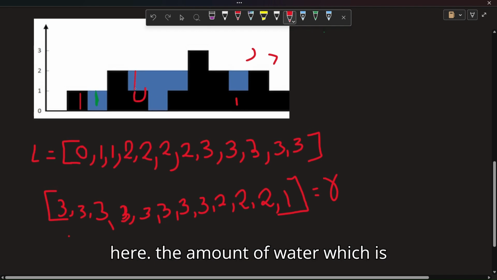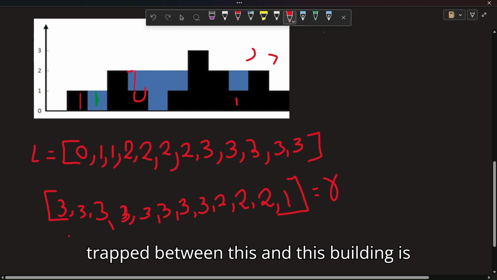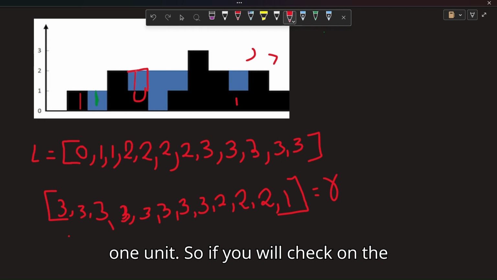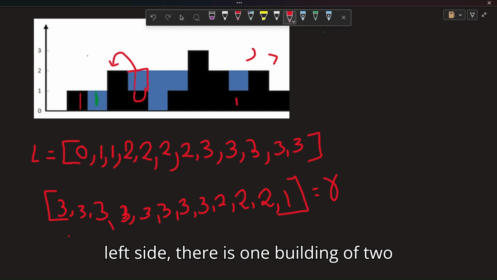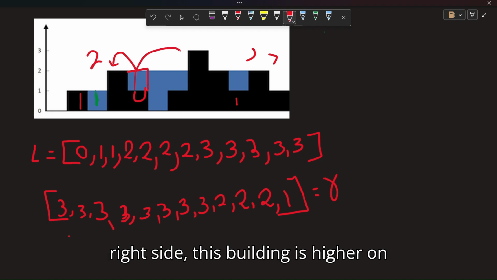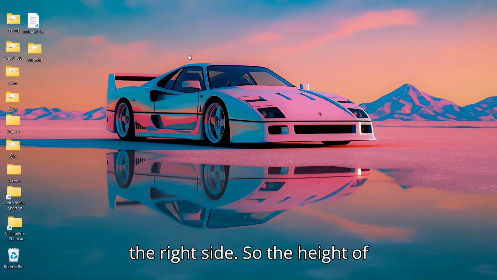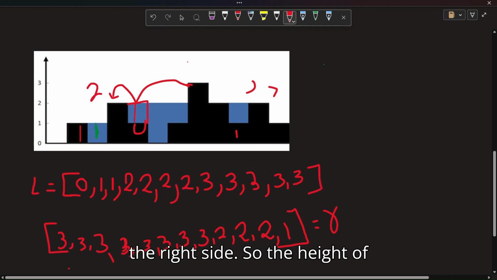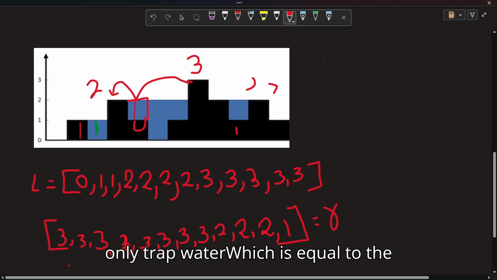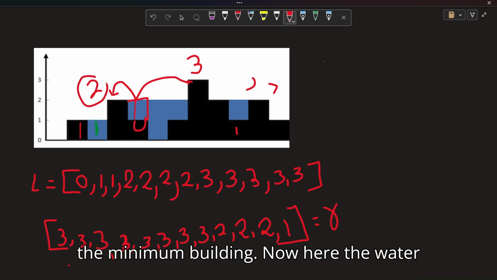So if you see here, the amount of water which is trapped between this and this building is 1 unit. If you check on the left side, there is one building of 2 unit height, and on the right side, the higher building is this one. So the height of this building is 3 units. So it can only trap water equal to the height of the minimum building. So this is the minimum building.